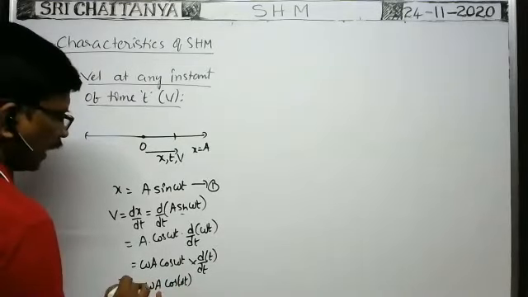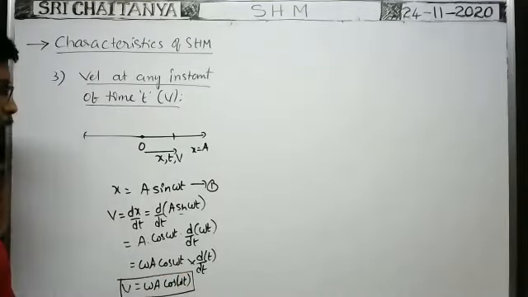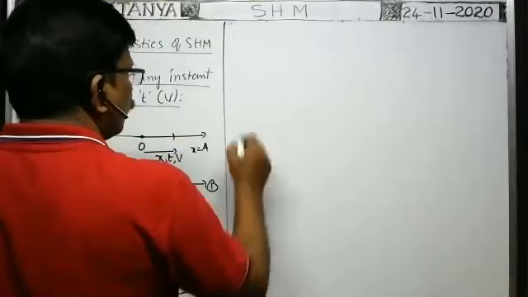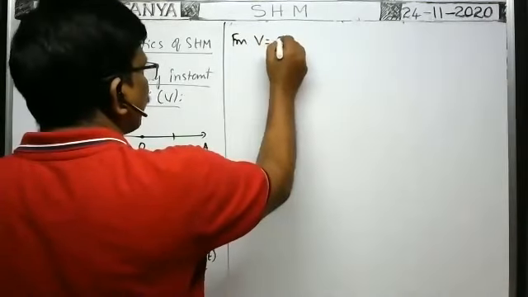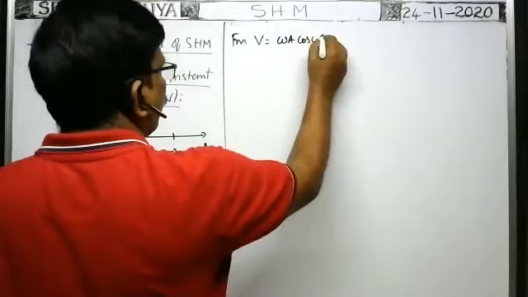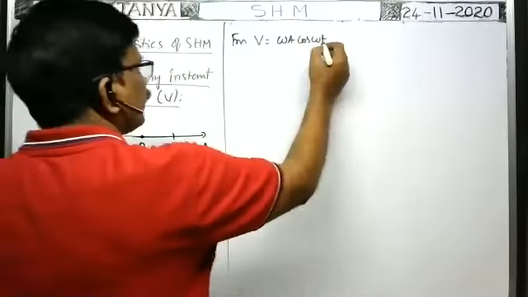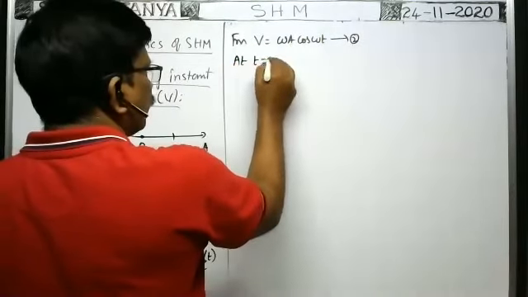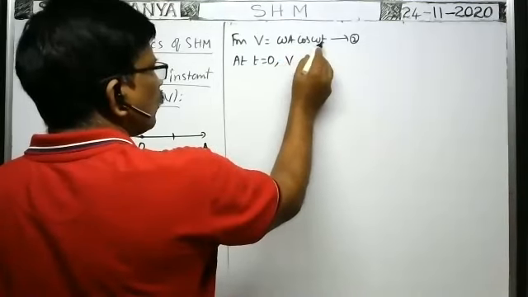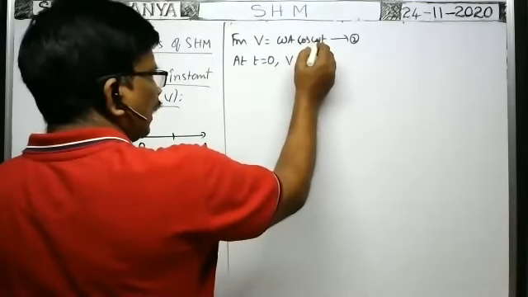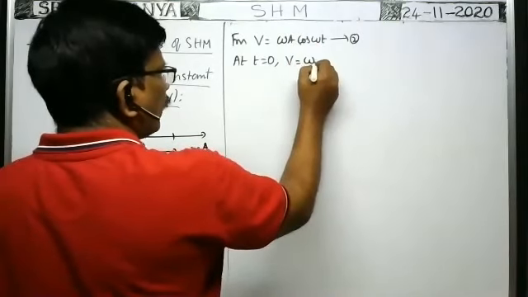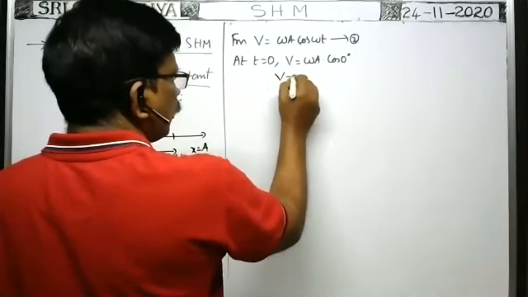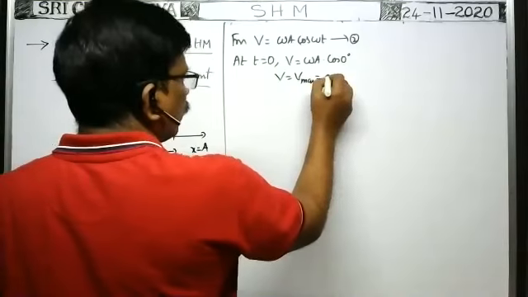This is the formula for velocity of the particle at any instant of time. Okay, from this, what about the maximum velocity and what about the minimum velocity? From the velocity at any instant of time, omega a cos omega t, at t is equal to 0, when t is equal to 0, the cos value is maximum, that value is equal to 1. That is equal to omega a into cos 0. Therefore, v is equal to v max, which is equal to omega a.